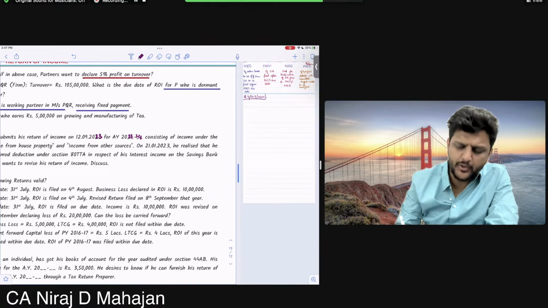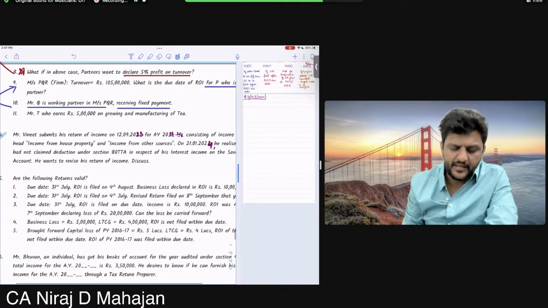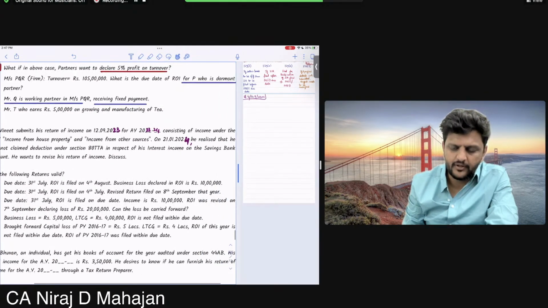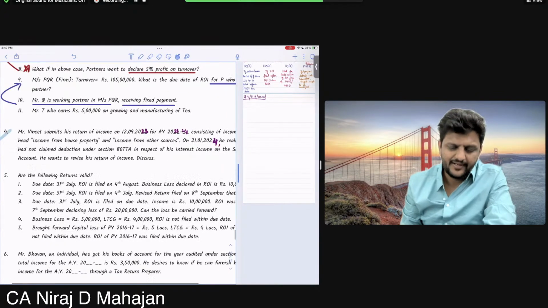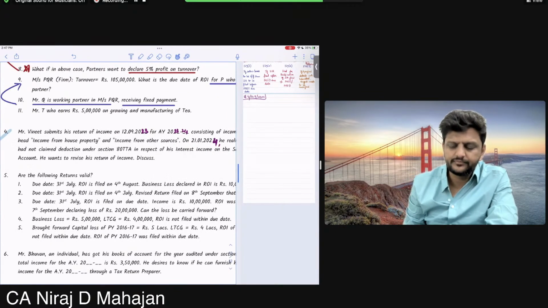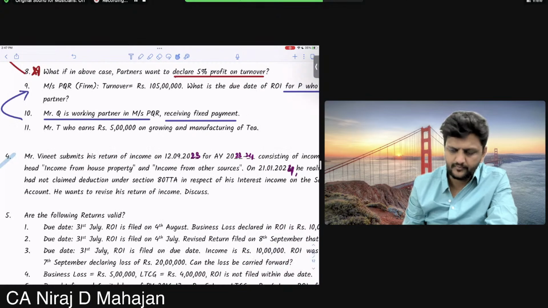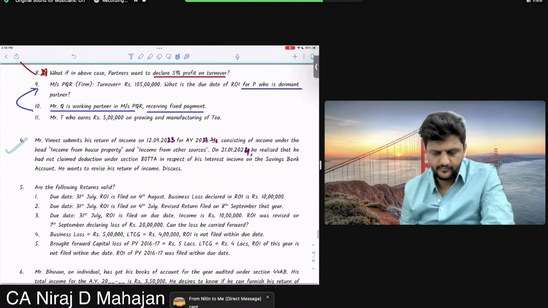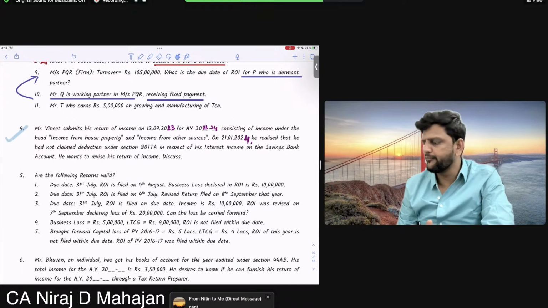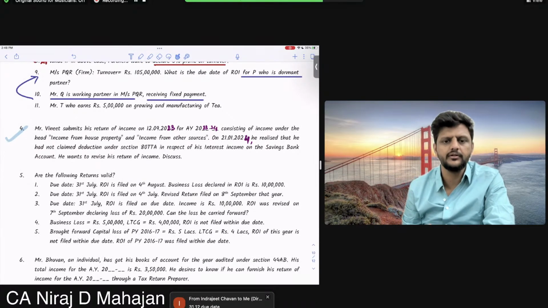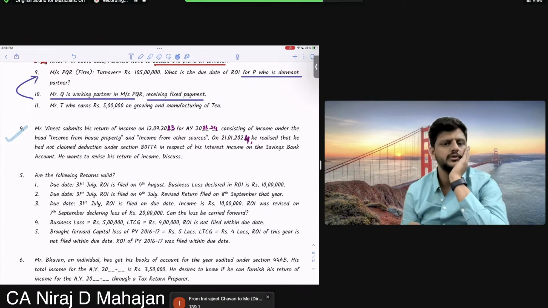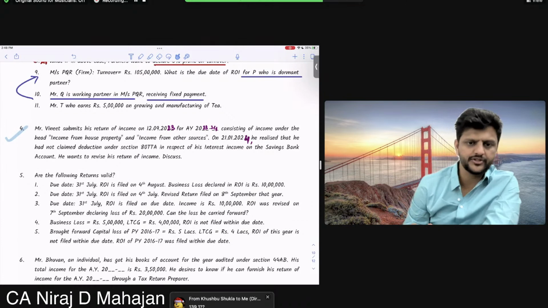On 21st January 24, he realized that he had not claimed deduction under section 80TTA in respect of interest income on savings bank account. He wants to revise his return of income. Discuss. Tell me, bachcho. He cannot now revise. Can you tell me the section number under which he had filed the first return? Okay, Niraj. Very good, Akshay.